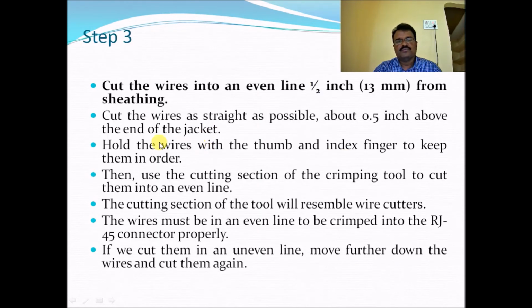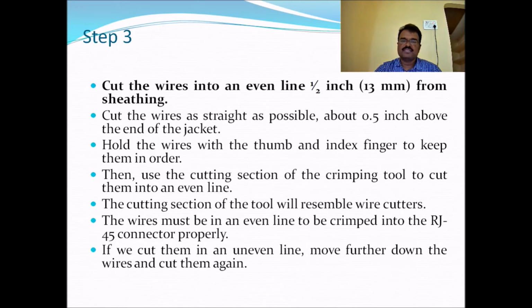So now what we have to do is cut the wires into an even line of half an inch, that is nothing but 13 mm from the sheathing. We have already cut the original cable by putting it in the stripper section of the crimping tool up to 1.5 inch. Here we are cutting the wires to make them an even line for half an inch from the sheathing. So cut the wires as straight as possible, about 0.5 inch above the end of the jacket.